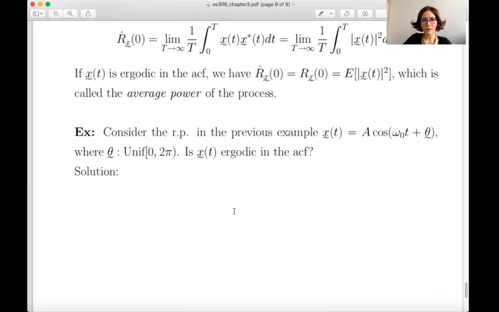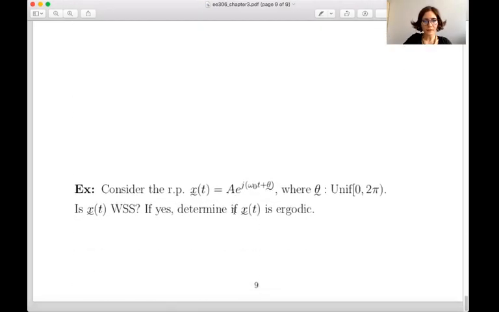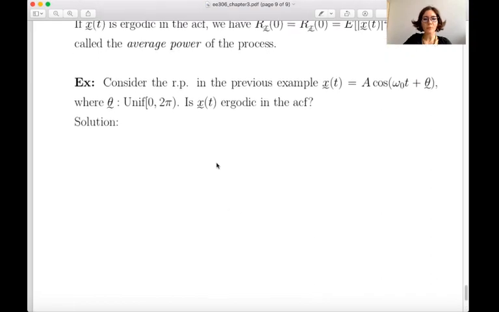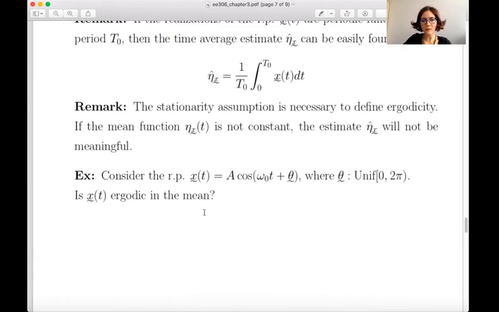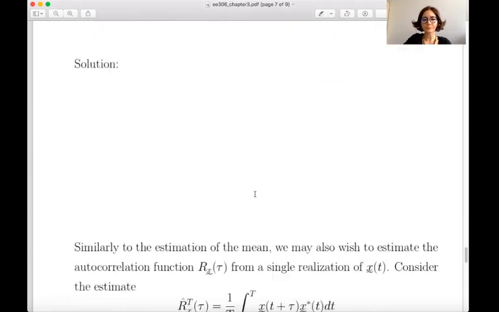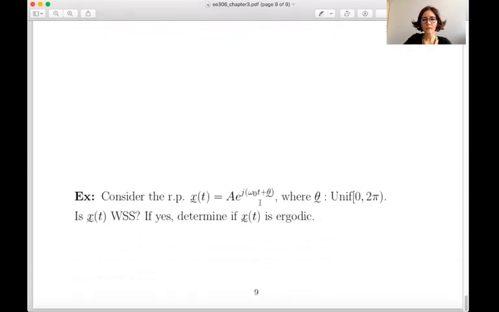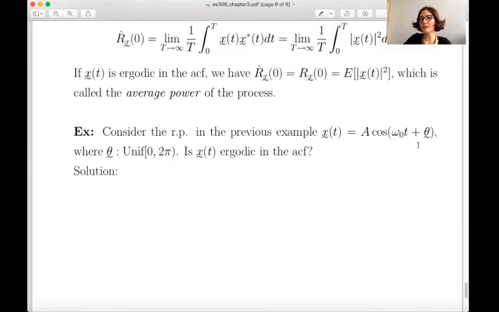Okay, now two more exercises, and then we will conclude this chapter. So let's look at the random process in the previous example. Remember this random process. We looked at whether it was ergodic in the mean or not. Let's now ask the question: is this random process ergodic in the ACF? The random process with this random phase theta. Theta is uniformly distributed between 0 and 2π.